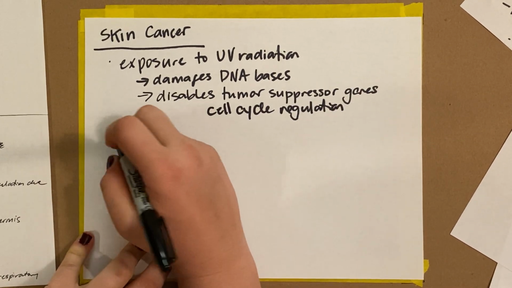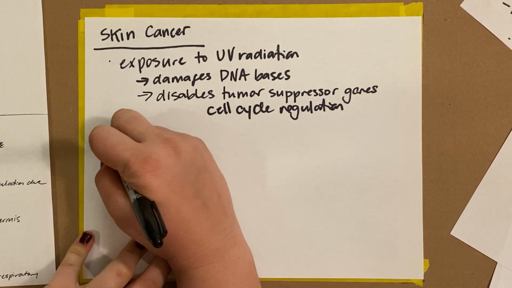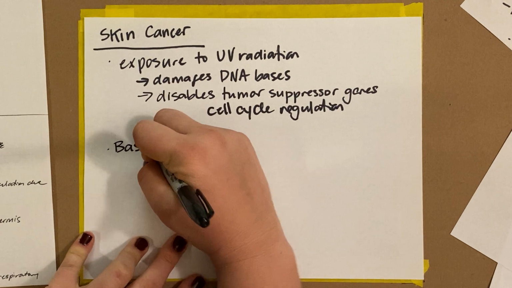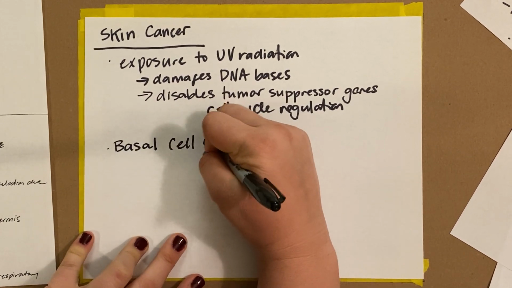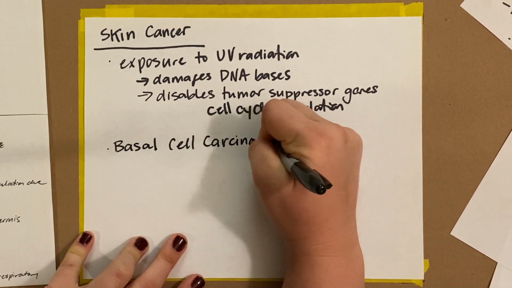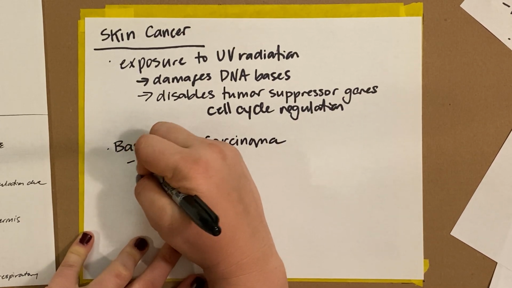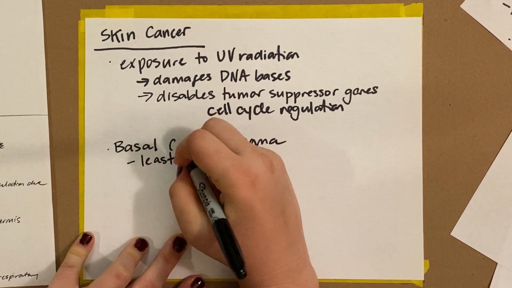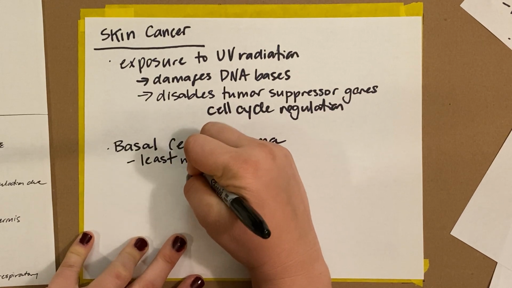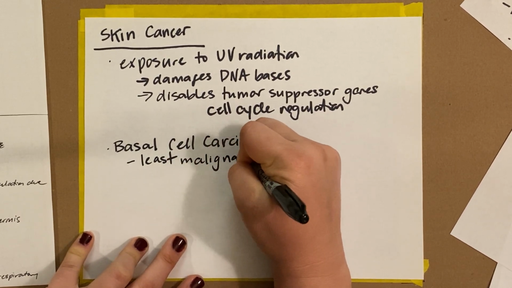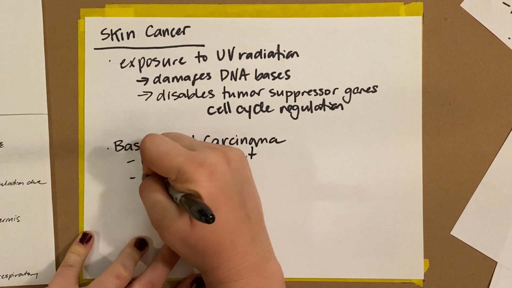So there are three types of skin cancer. We have something called basal cell carcinoma. This is a very common type, and it's the least malignant, so it's usually very curable as long as you are getting checked often. Okay, so most common.